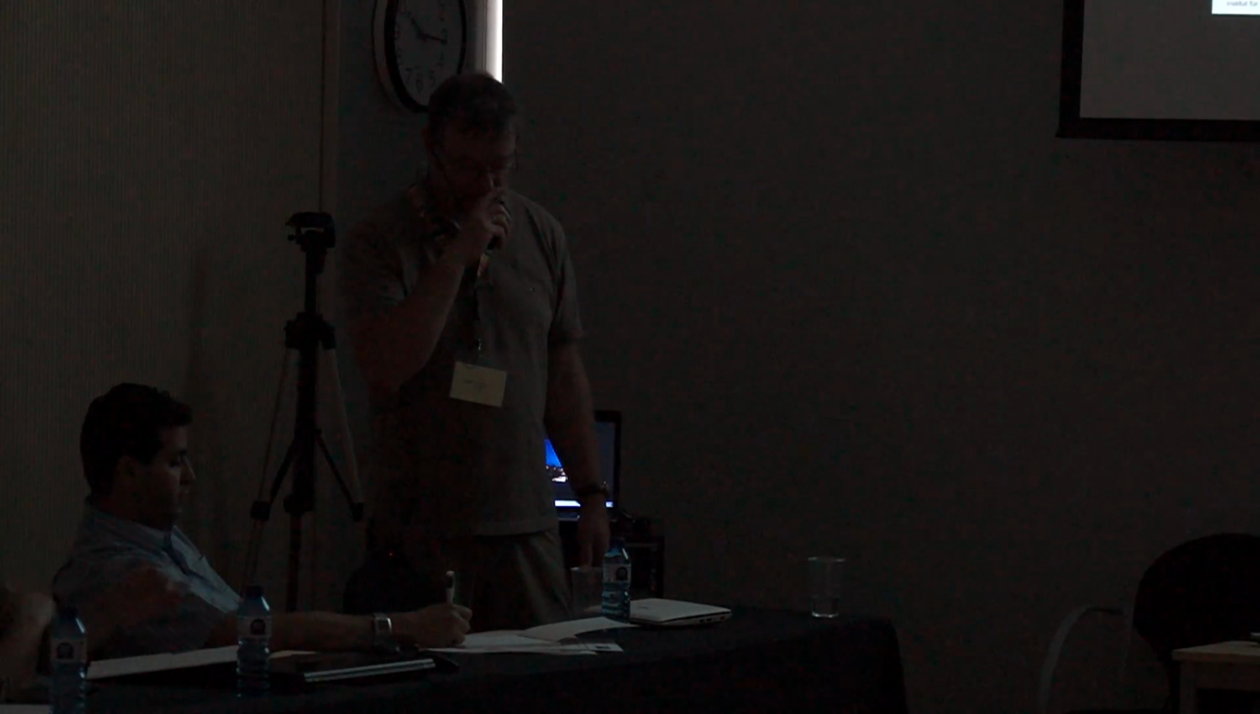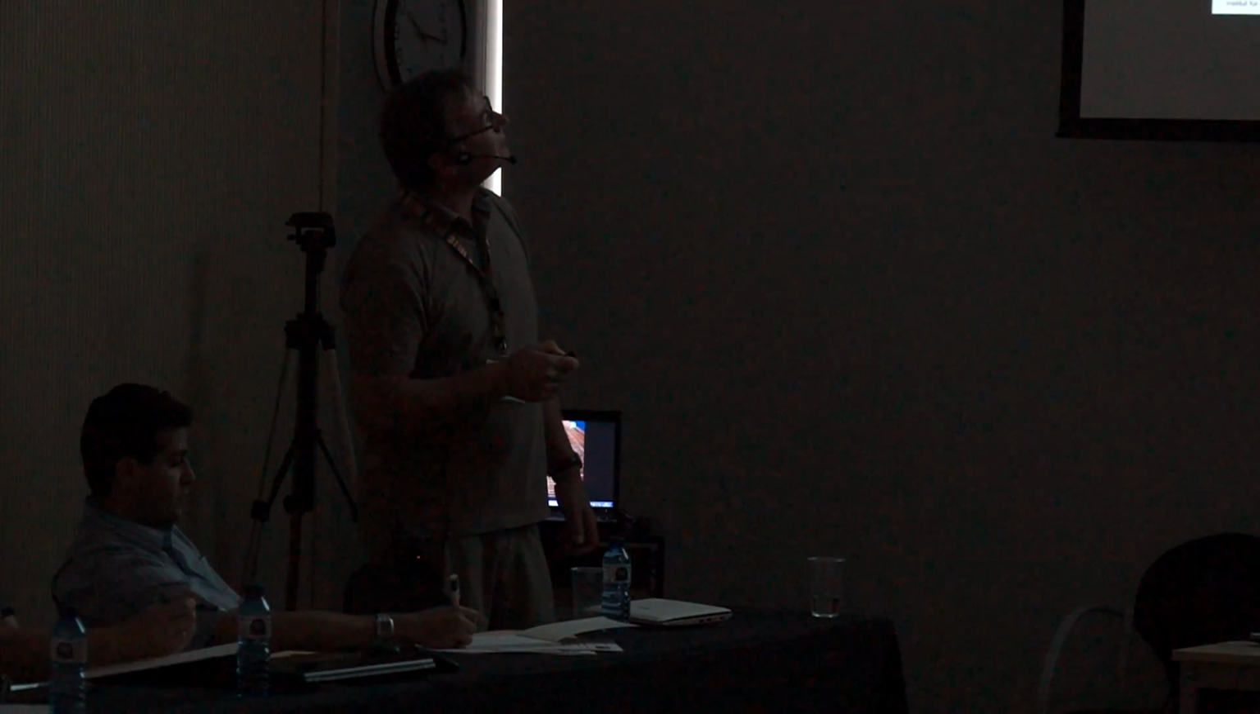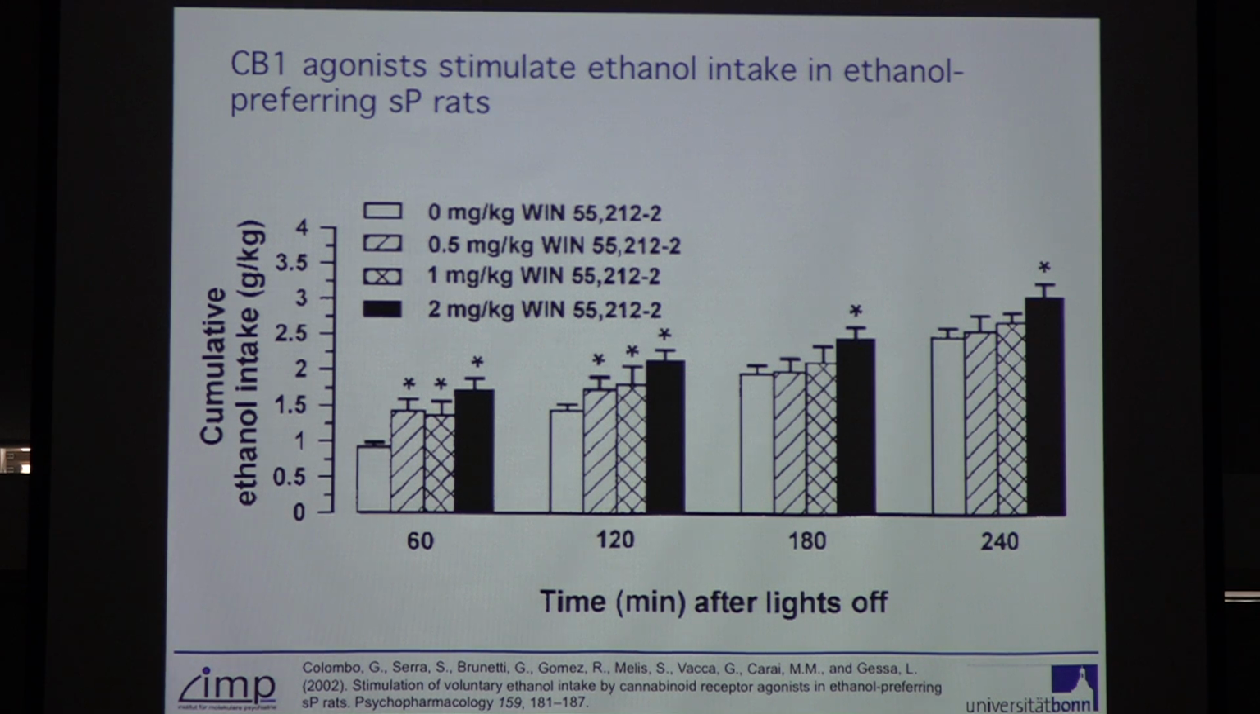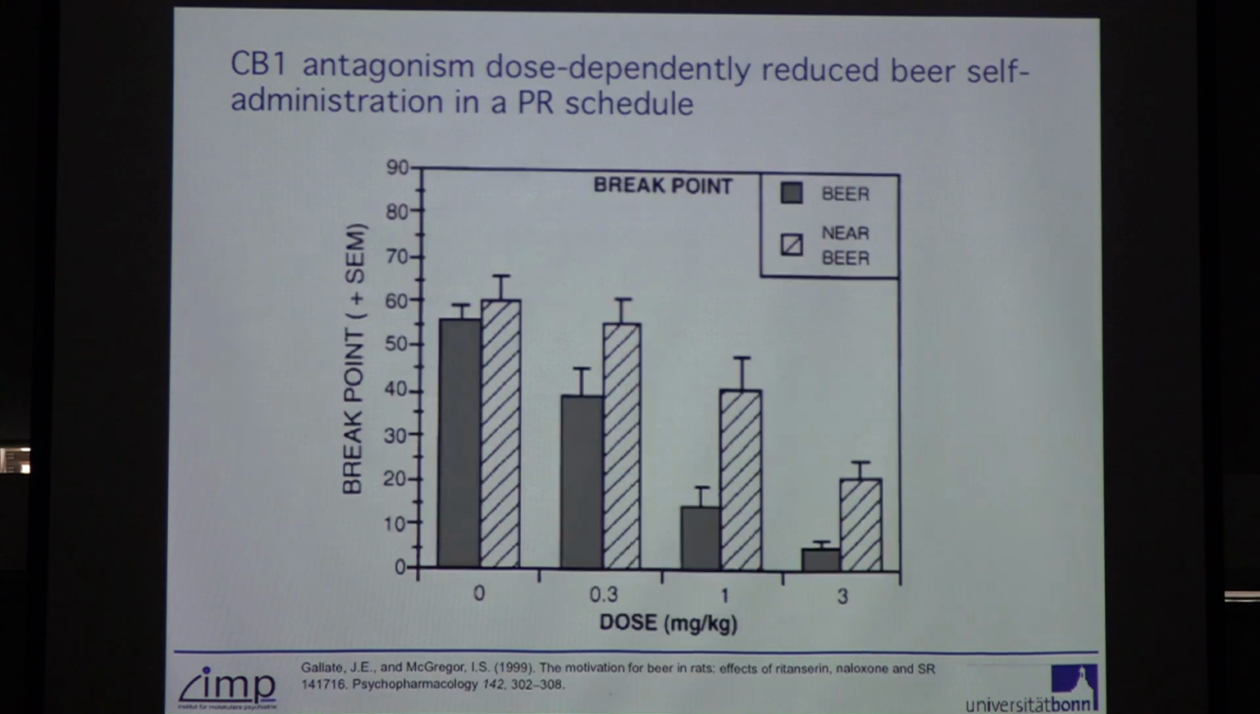It has been observed that CB1 agonists stimulate ethanol intake across different species. So these are ethanol-preferring rats, and if you treat these rats with various doses of this synthetic agonist, you can see that the amount of alcohol consumed by these rats increases. You can also produce the opposite effect.